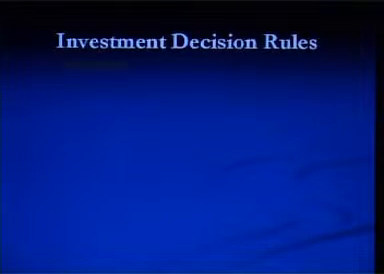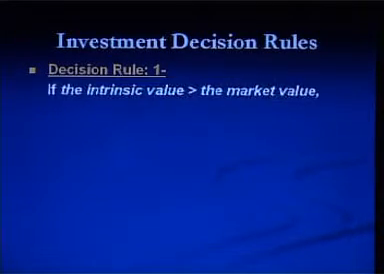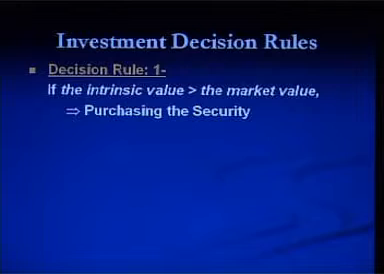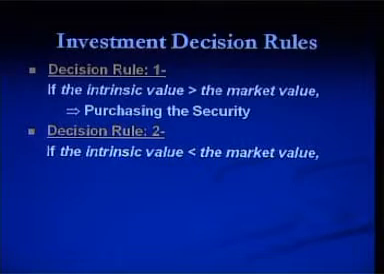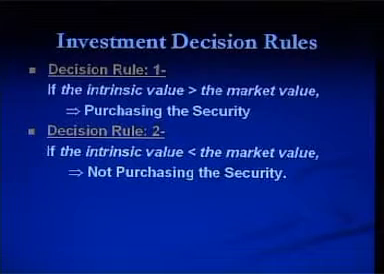In taking decision to invest in securities, you should know the market value of the security and the intrinsic value of the security. Generally, there are three basic rules of decisions. We can see these three rules here. In case of decision rule 1, if the intrinsic value is greater than the market value, then the decision will be purchasing the security. In case of decision rule 2, if the intrinsic value is less than the market value, then the decision will be not purchasing the security.